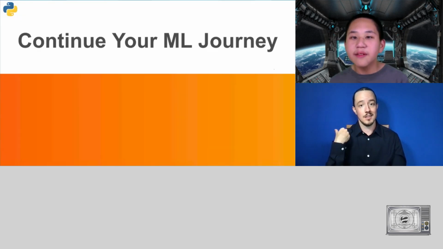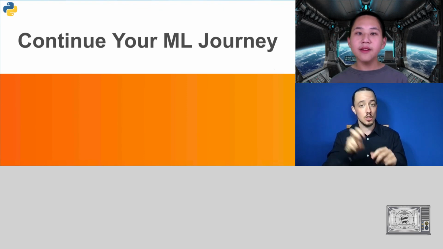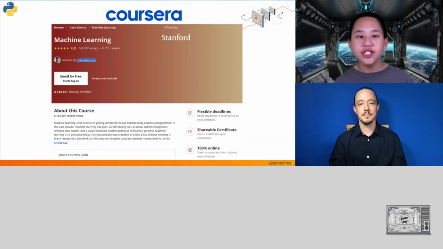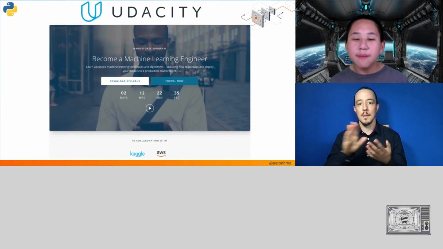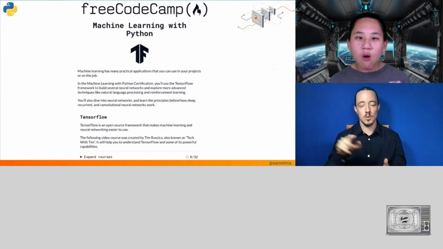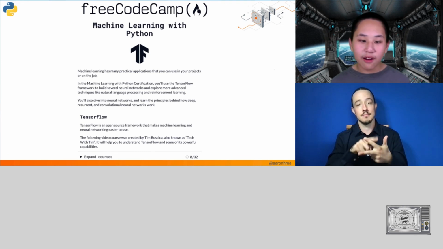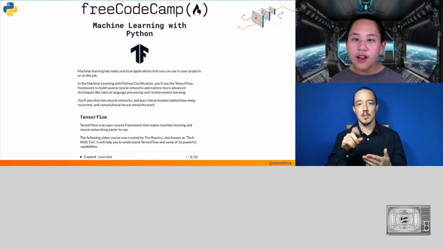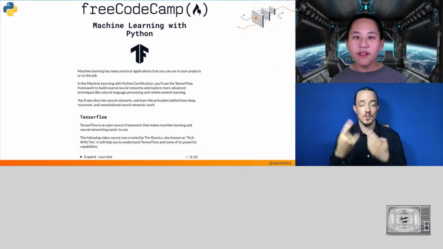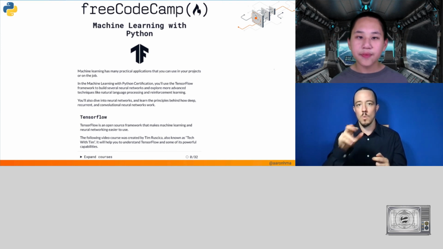Now, if you want to continue your machine learning journey, I highly recommend you study one of these resources. The first of which is Andrew Ng's machine learning course on Coursera, or the Become a Machine Learning Engineer Nanodegree on Udacity, or the free Codecademy Machine Learning with Python track. This track will allow you to learn TensorFlow, neural networks, and also build over 5 cool projects. One of them is detecting if an SMS text is spam or not.